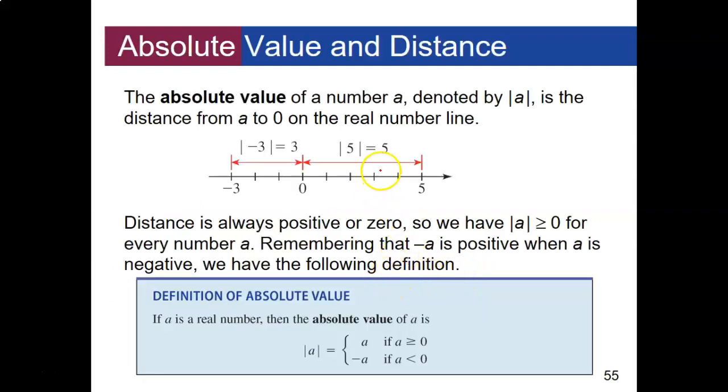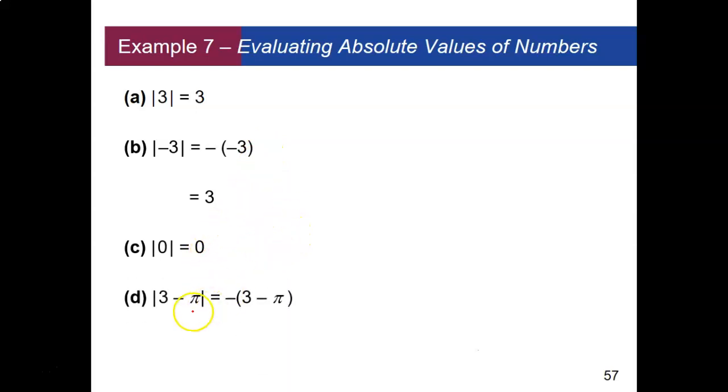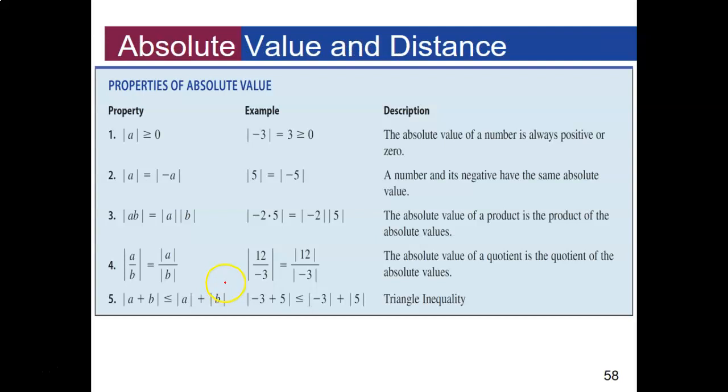Okay, the final thing I want to cover in this section is absolute values. Absolute value is basically just the positive distance something is from 0. The absolute value of 3 we know would be 3. The absolute value of -3 is also 3. The absolute value of 0 is 0.